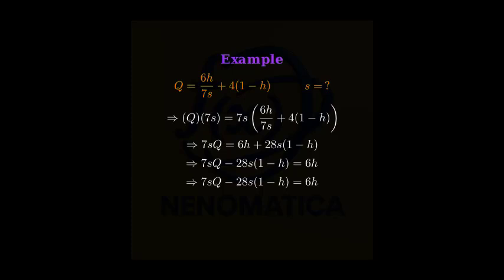Next, we factor out s from the terms on the left side. We get s times the quantity (7q minus 28 times the quantity (1 minus h)) equals 6h. Finally, we solve for s by dividing both sides by the coefficient of s. This gives us s equals 6h divided by the quantity (7q minus 28 times the quantity (1 minus h)). Now, let's move on to our second problem.